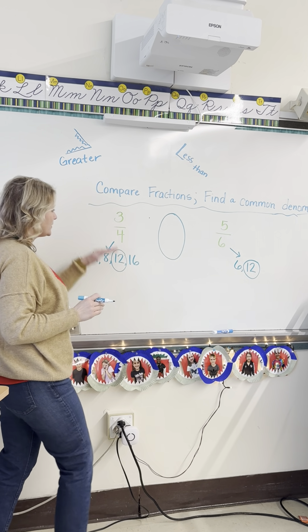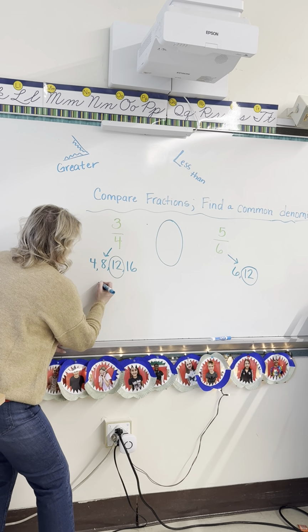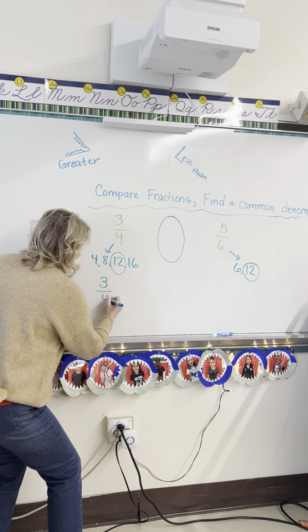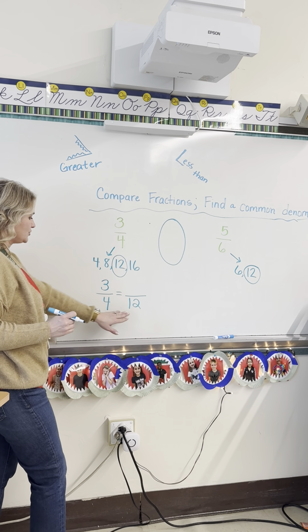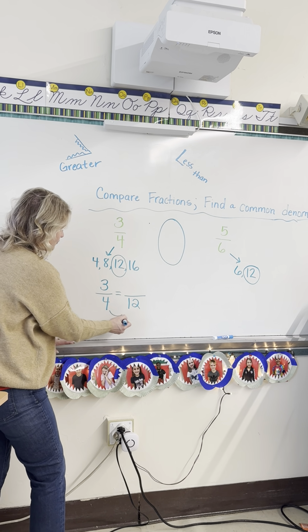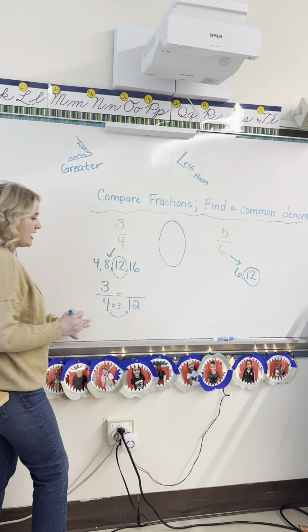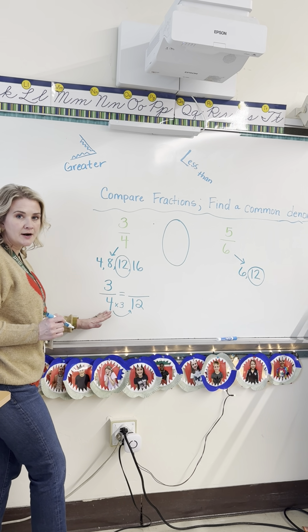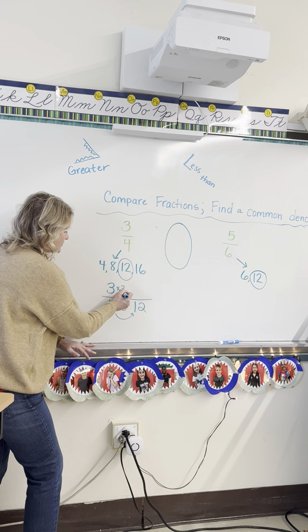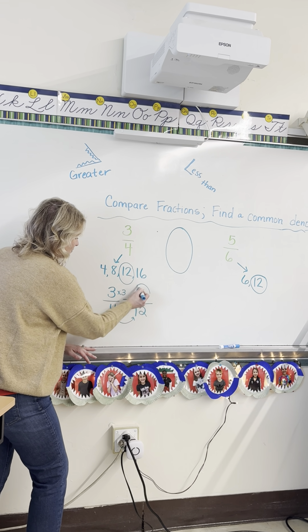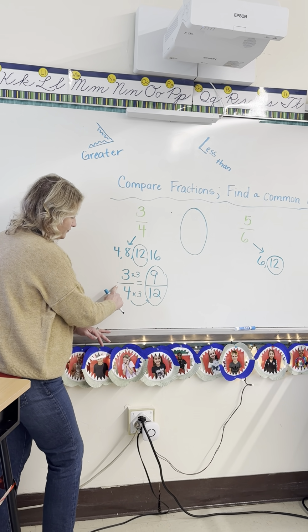So now they're going to rewrite these fractions with a new denominator of 12. So 3/4, we're going to rewrite underneath, and we're going to convert this to a fraction with 12ths. So what do we do to 4 to get to 12? We have to multiply by 3. And I told the kiddos, whatever you do to the bottom, to the denominator, you must do to the top. So we're going to multiply 3 times 3, and we'll get 9. So we've just created a new fraction, 9/12, which is equal to 3/4.